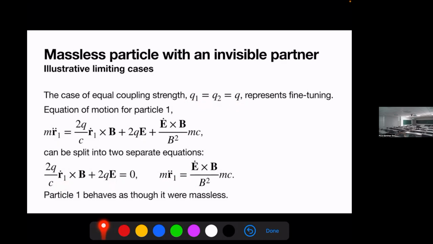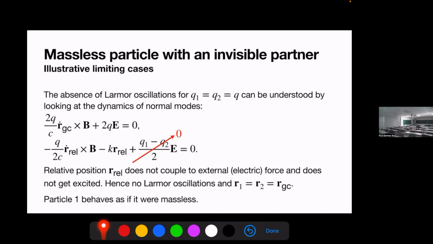If the charges are equal, then the relative motion has 0 coupling to the external electric field. So even if you turn on the external force, the relative motion will not know anything about it. And if it was not excited to begin with, Larmor oscillations will not happen. And so R1 will be the same as R2 because R relative is 0. And so both particles, the visible one and the invisible one, will follow the guiding center trajectory, which shows no oscillations whatsoever. And so you will have an impression that your visible particle behaves as a massless object.